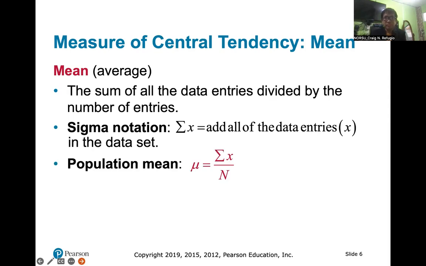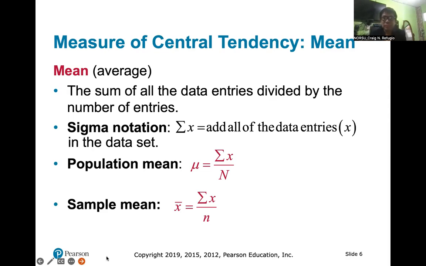And then we have the population mean. That is the Greek letter mu. It looks like a small letter u, but it is a Greek letter pronounced mu, and it is equal to summation of x divided by capital letter N. And that capital letter N refers to the total members of the population. And we have the sample mean, x bar, which is equal to summation of x divided by small letter n.